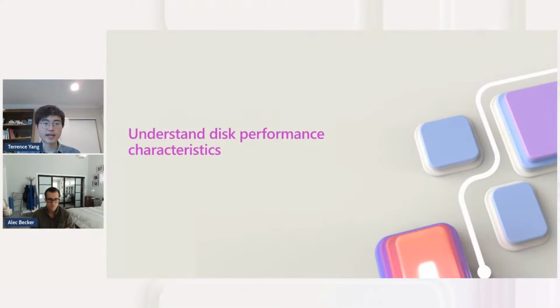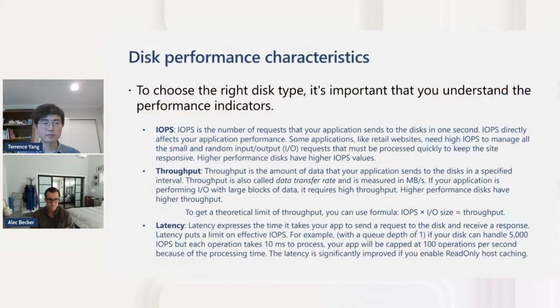Understand the disk performance and characteristics. So we have to go back to the basics a little bit to understand the application requirements and the performance metrics, so we can choose the right size and disk types. It's very important to understand the performance indicators and your application requirements. The top three, the most important ones here, are IOPS, throughput, and also latency. IOPS is the number of requests that your application sends to the disk in one second. So it directly affects your application's performance.